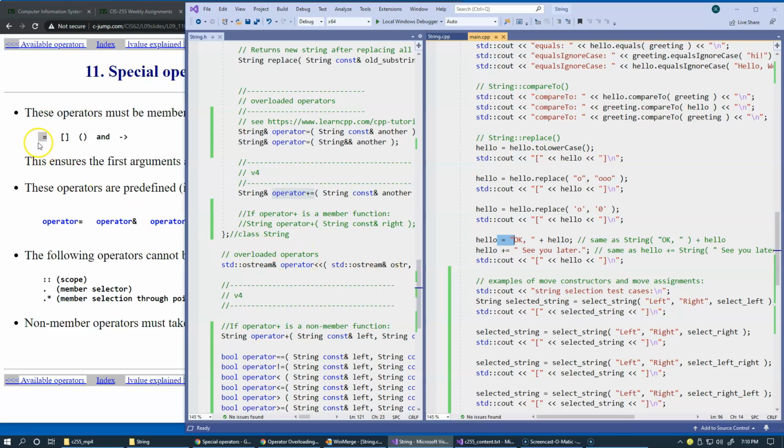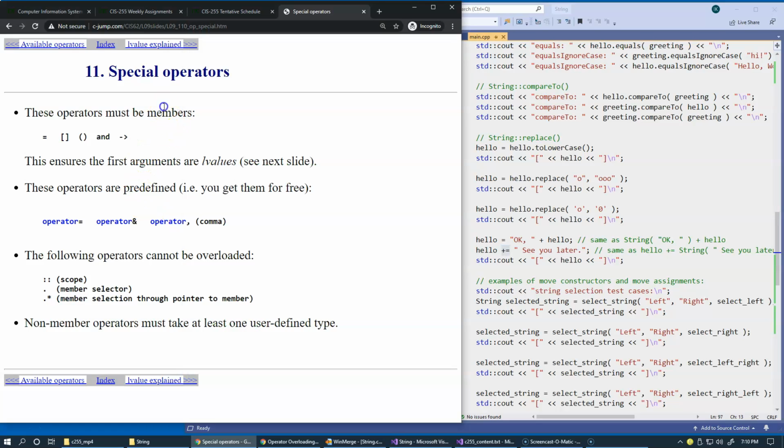So all versions of assignments, including arithmetic versions of them, have to be implemented as members. Subscript operator, function call operator, and also pointer to member also have to be implemented as members because they require lvalue. So lvalue is a left-hand side. The name is derived from the left-hand side of the assignment, and we're going to discuss it when we talk about lvalue specifically.